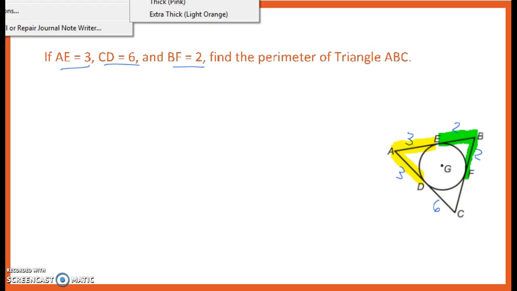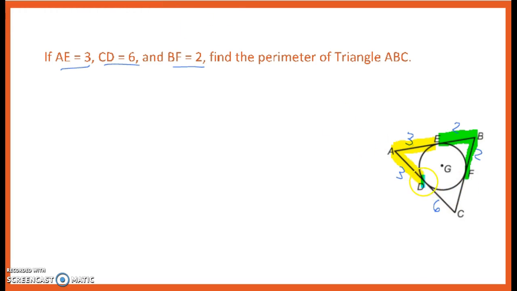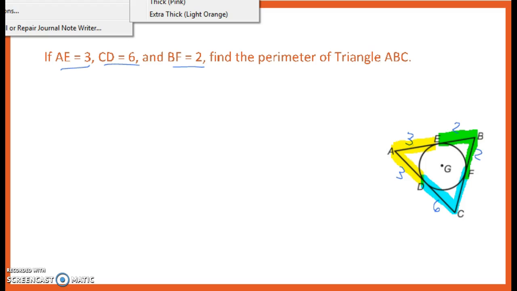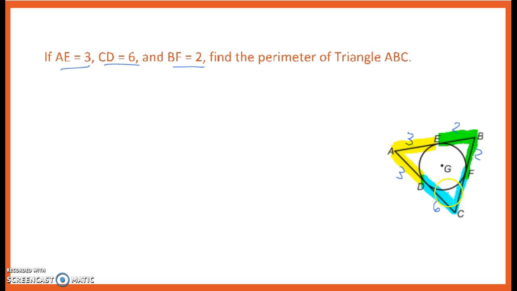And finally, CD is 6, and CF is tangent from the same external point C. So that makes those segments congruent as well. So if DC is 6, then FC is 6.